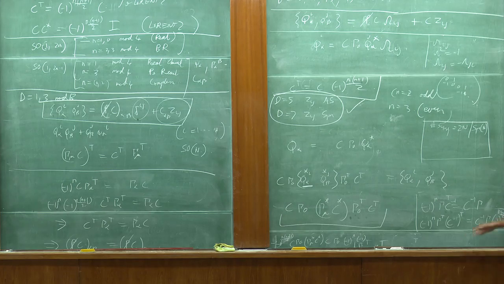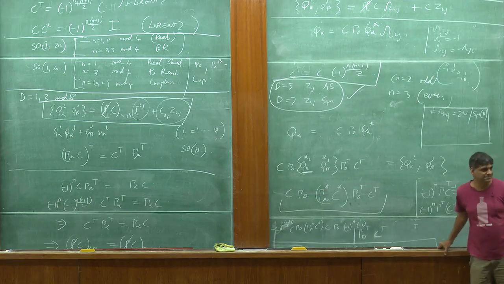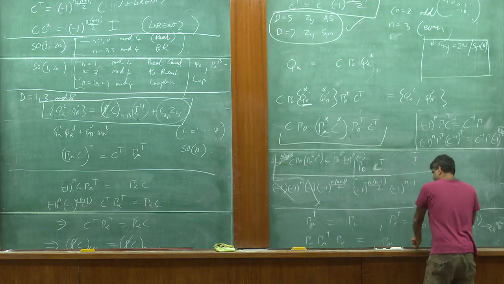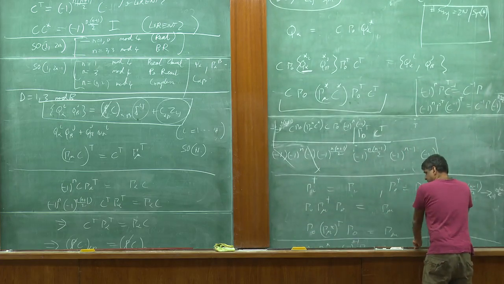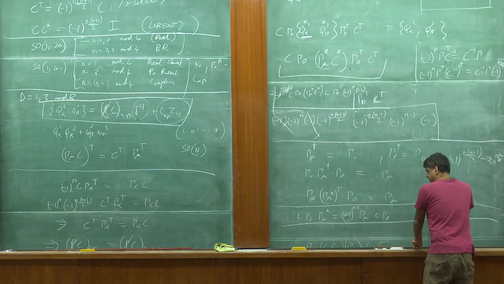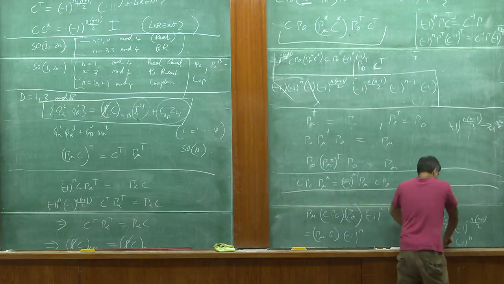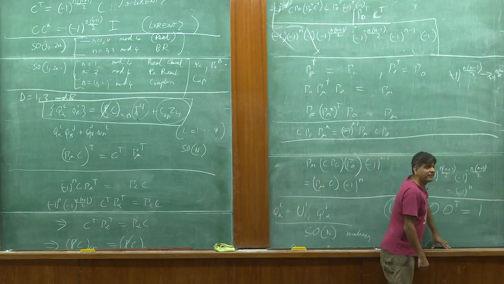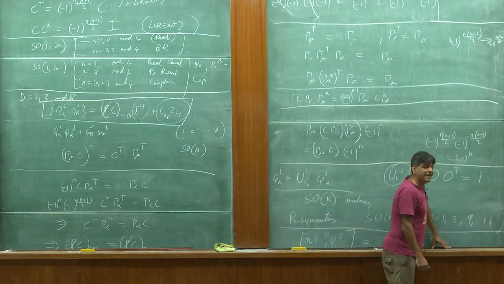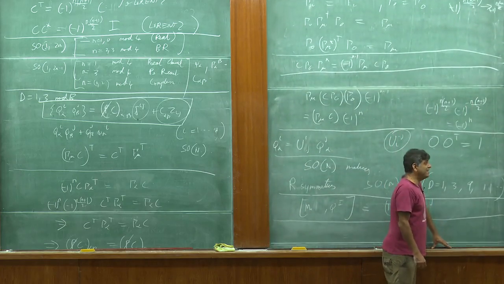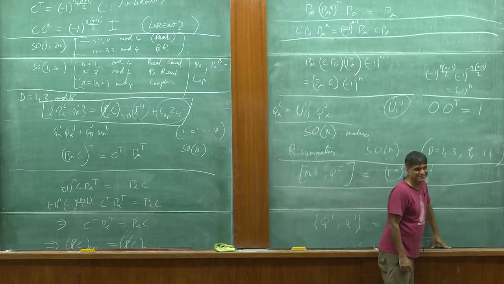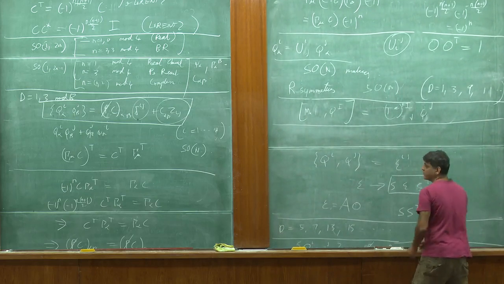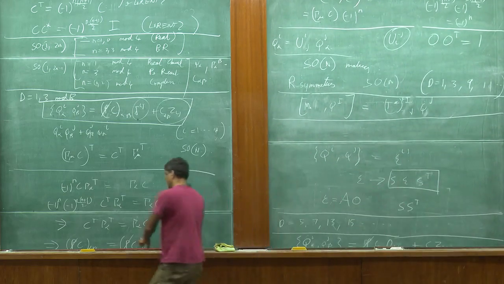So we've completed our scan of all odd dimensions. Now we move to even dimensions. The main new element in even dimensions is that spinors can be chiral. Oh, we're out of space here. Let's go down here.